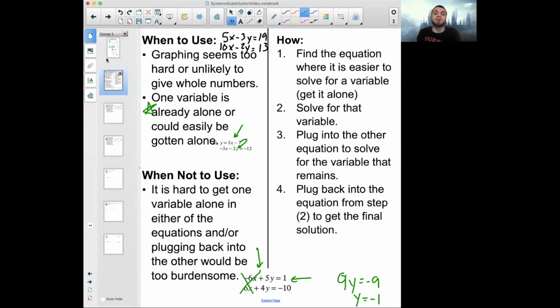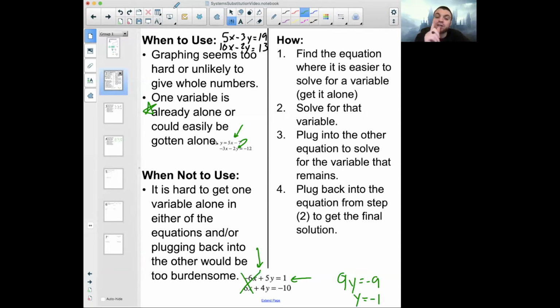So some folks have asked me, like, Mr. Moray, can you just give me the how do I do it? So I've tried to summarize the idea behind substitution as best I can in these 4 steps. 1, find the equation where it's easier to get the variable alone. So look at it and say, is there an equation where I could get x or y alone really, really quick?